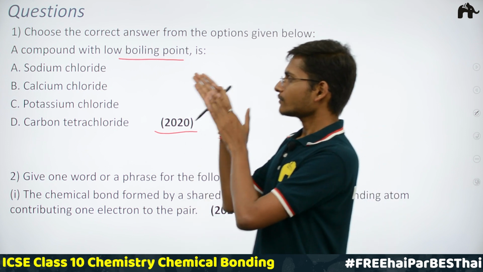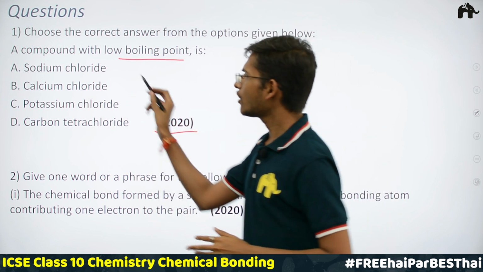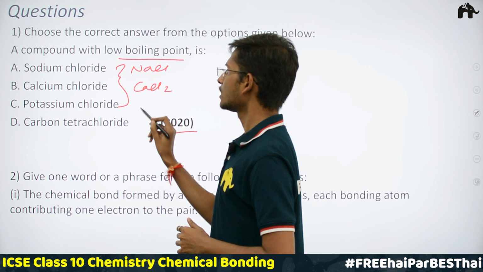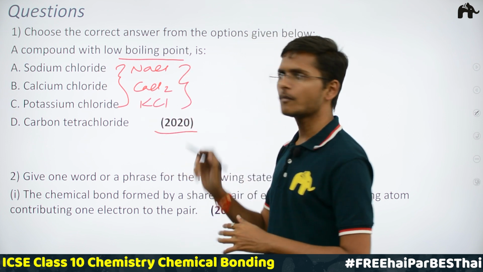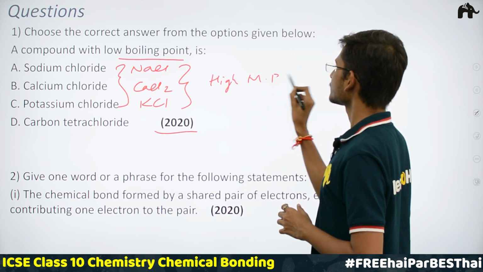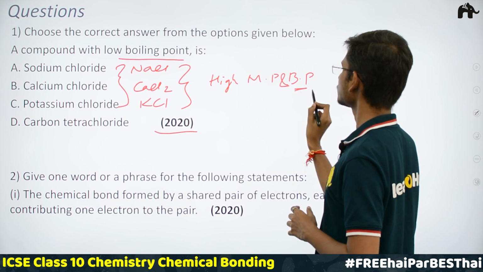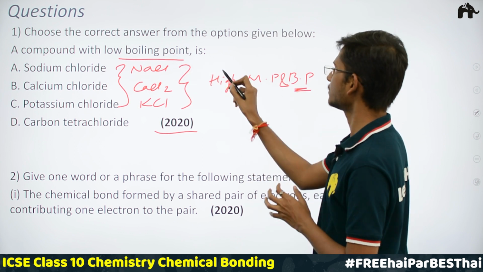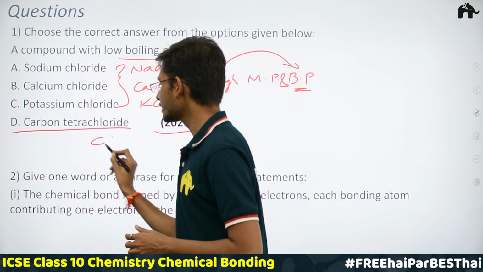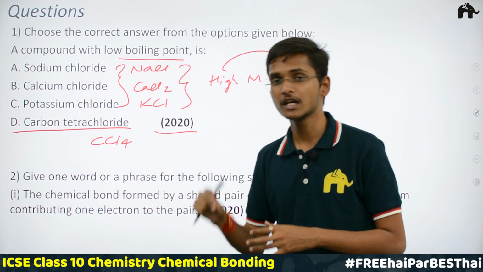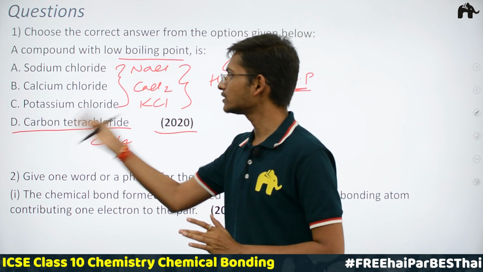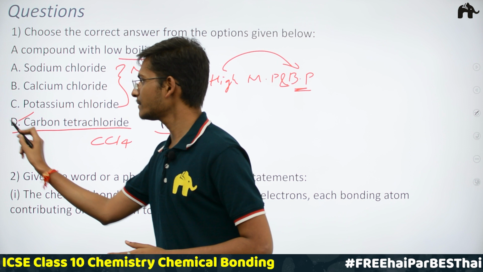So sodium chloride, calcium chloride, potassium chloride, and carbon tetrachloride. In this, NaCl, CaCl2, and KCl are all ionic compounds, and we know ionic compounds have high melting and boiling points, right? Here we are concerned with boiling points. The compound with low boiling point, but these three are having high boiling points. The last one is carbon tetrachloride, CCl4. This is a covalent compound, and we have just studied that covalent compounds have low melting and low boiling points. So the low boiling point compound is carbon tetrachloride. This is exactly matching: D.